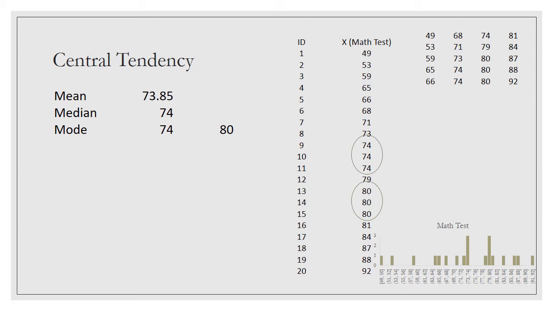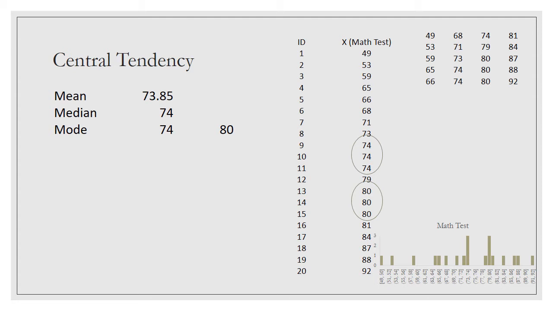Very easy to identify. It would be even easier to identify if this were truly in a frequency table. So we would have just one score of 74 and it would say frequency of 3. Same thing for 80. So our mode is bimodal in this case, or you could call it multimodal. Instead of having one single score with the most value, we have 2 scores that share the most frequent value.